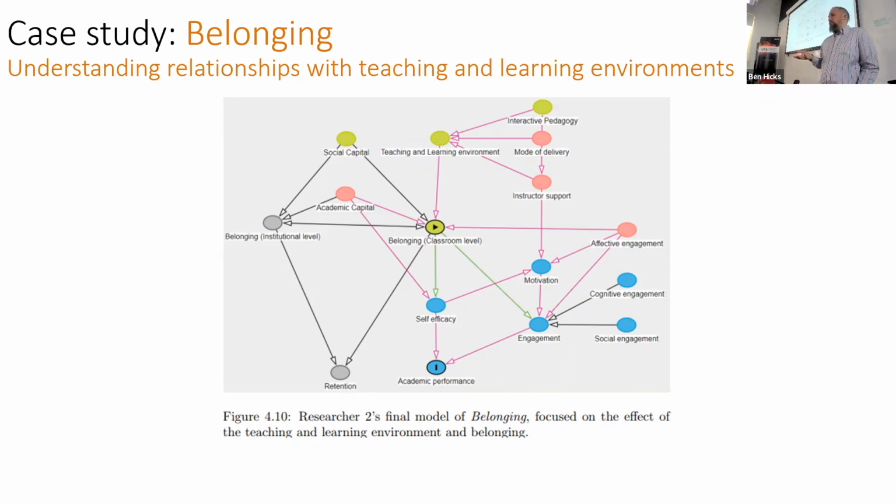And then we can play around with things like, okay, see the mode of delivery. What if we switch that for everyone to be suddenly online? What happens then to our system in terms of student sense of belonging, and how does that impact the rest of the system?